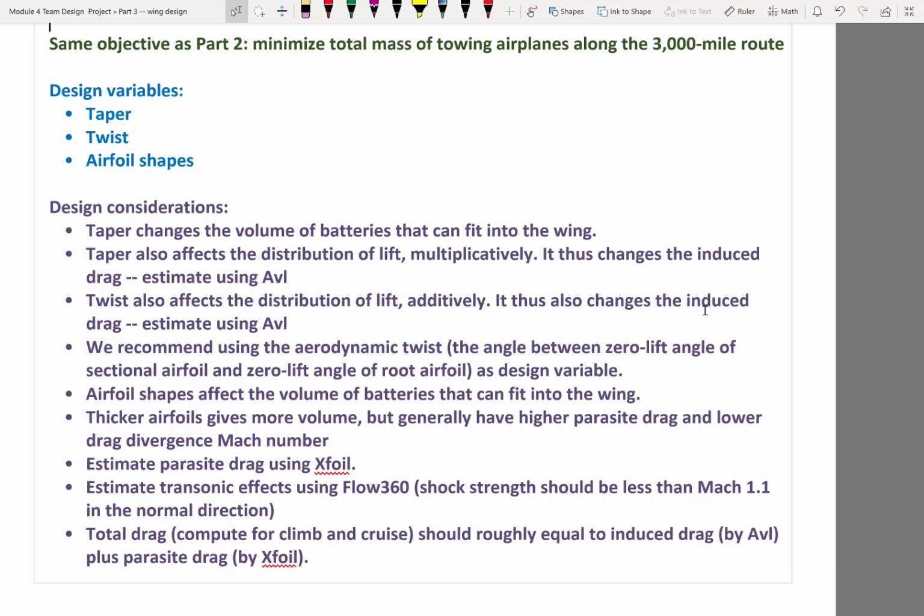However, making it thicker is going to affect other stuff, for example, parasite drag. As we are making the airfoil thicker, we can no longer assume that the parasite drag is just given by the total exposed area times whatever skin friction coefficient. Why is that the case? If you have a very thick airfoil, why can't we just estimate the parasite drag by the total exposed area?